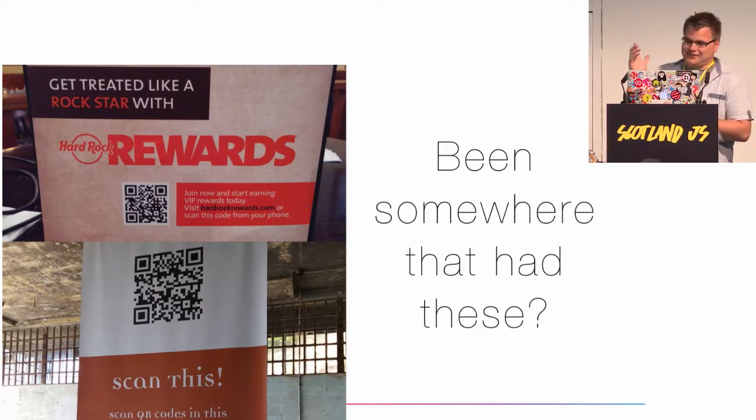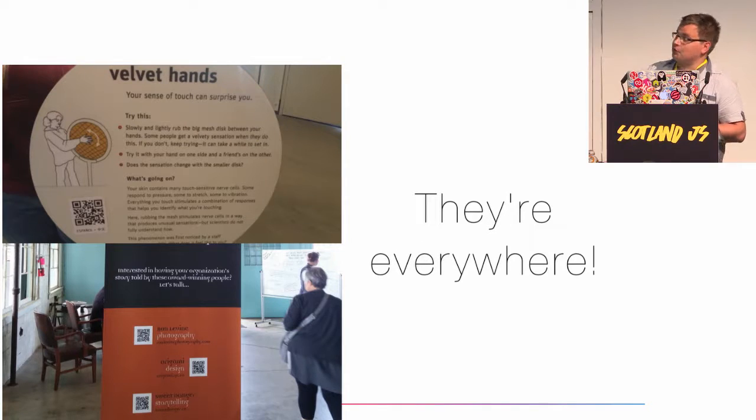So these photos are from a recent trip to San Francisco, where they were everywhere. Top one is Hard Rock, second one is Alcatraz. There's some more. This was the Exploratorium. Anyway, so things have QR codes on them. And these QR codes are designed so that you can get your phone out and scan it and it will take you to a website and you can get some more information. Like, this is what we're talking about, isn't it?